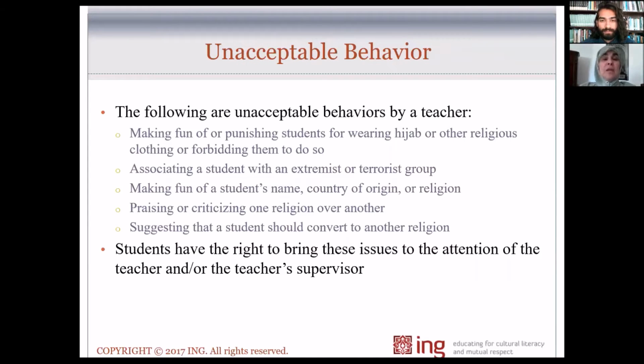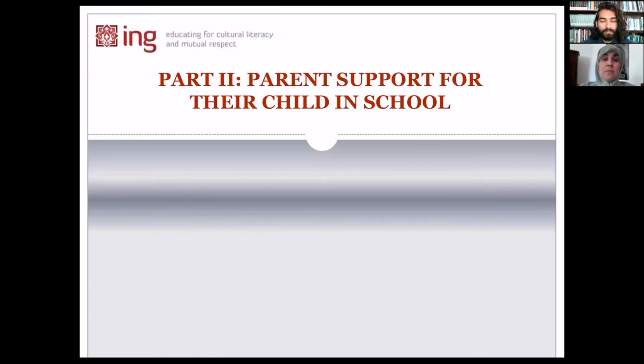So some of the behaviors that are unacceptable by a teacher include making fun of or punishing a student for wearing hijab or for other religious clothing, forbidding them to do so, associating a student with an extremist or terrorist group, making fun of their name or their country of origin or their religion, praising or criticizing one religion over another, or suggesting that a student should convert to another religion. And any of these actions are a reason for a student and their parents to bring these issues to the attention of the teacher, and if that doesn't work, then take it up to the teacher's supervisor, whether it's the principal, and if that doesn't work, then taking it even higher.